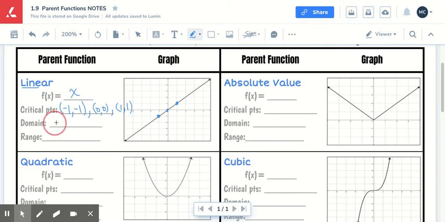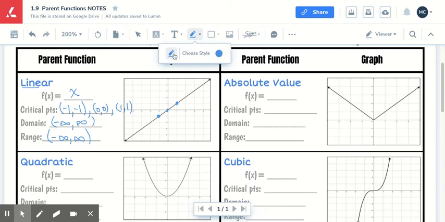The domain of this function is -infinity to infinity. That would be in parentheses. If you're speaking it, you could just say it's all real numbers. And the range is the same, also all real numbers. So -infinity to infinity.